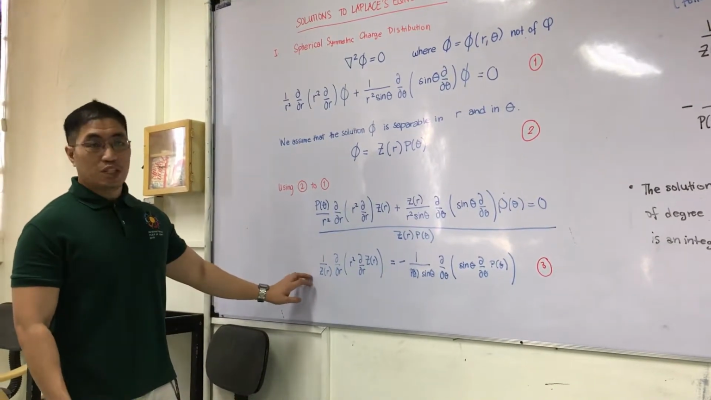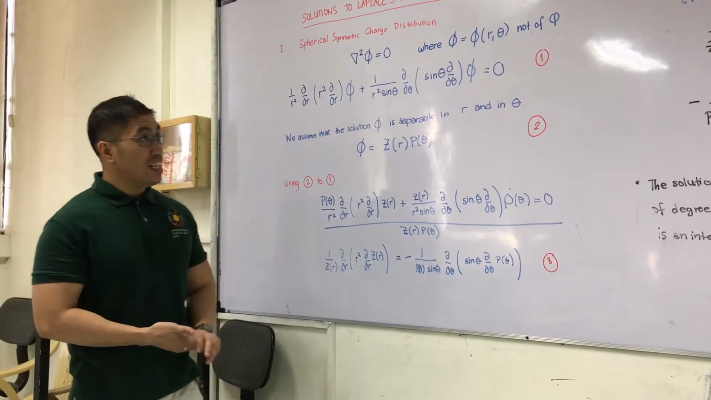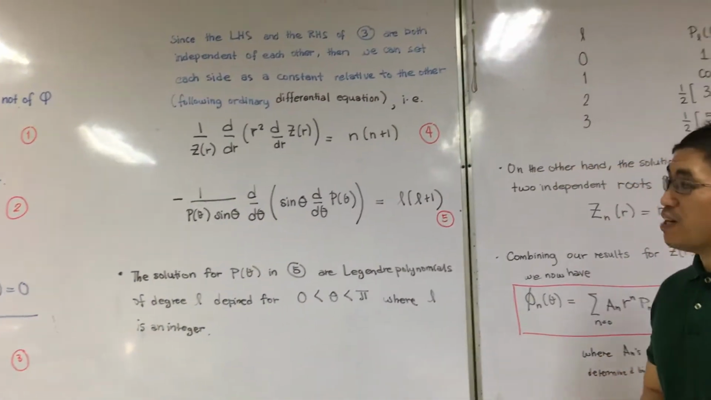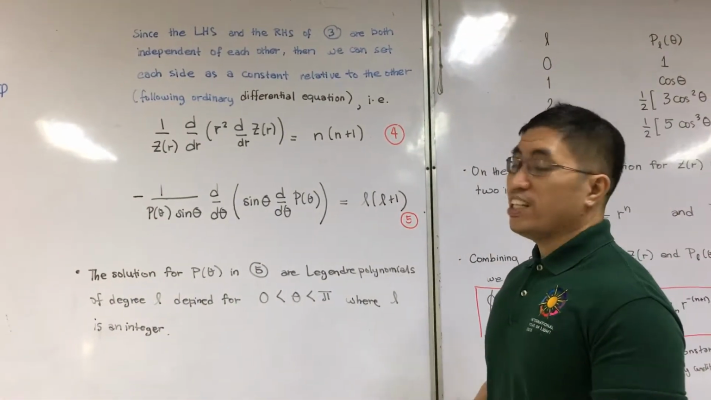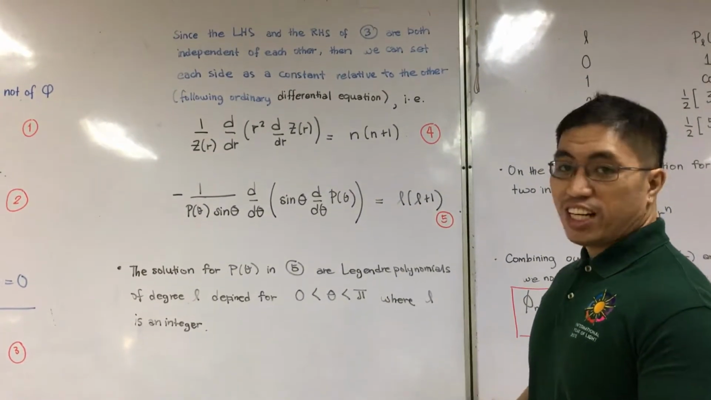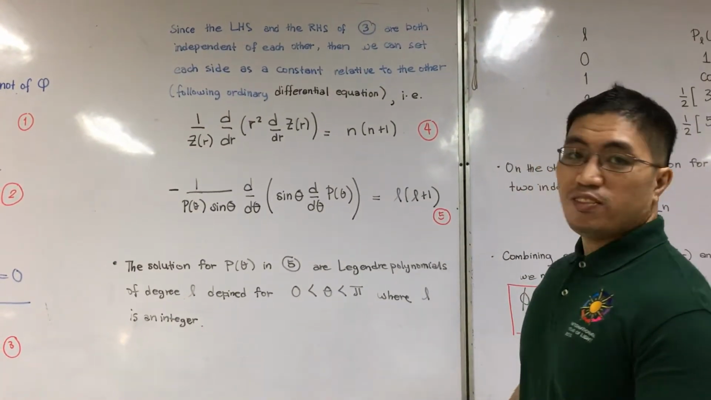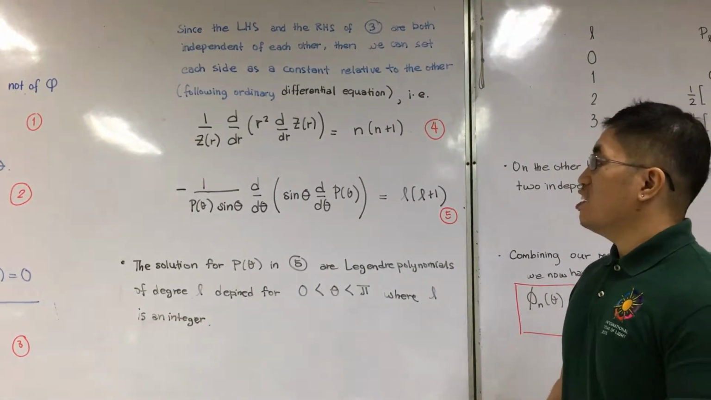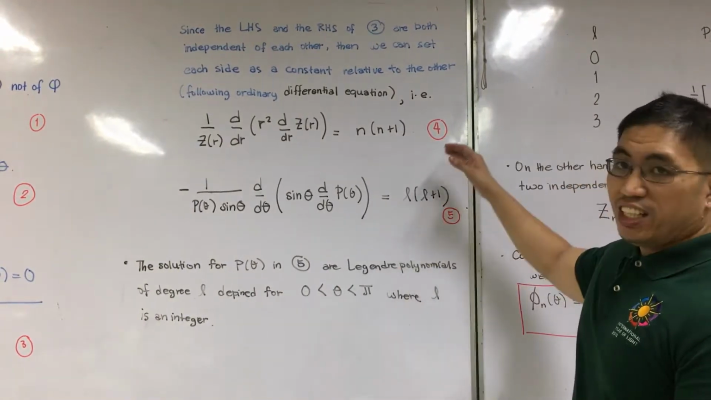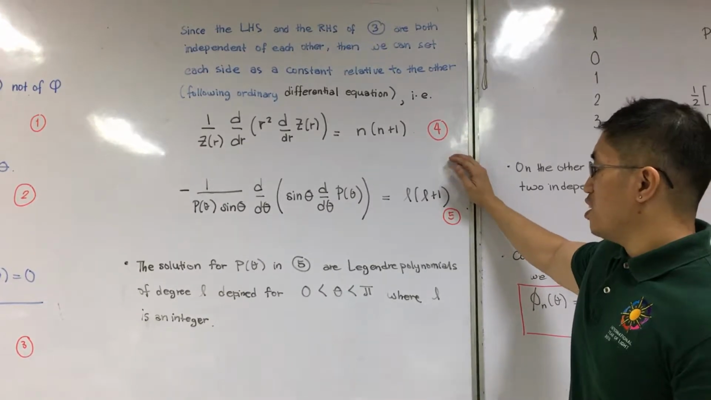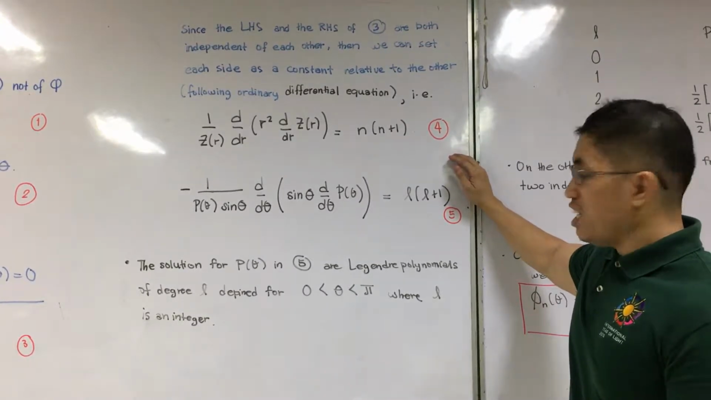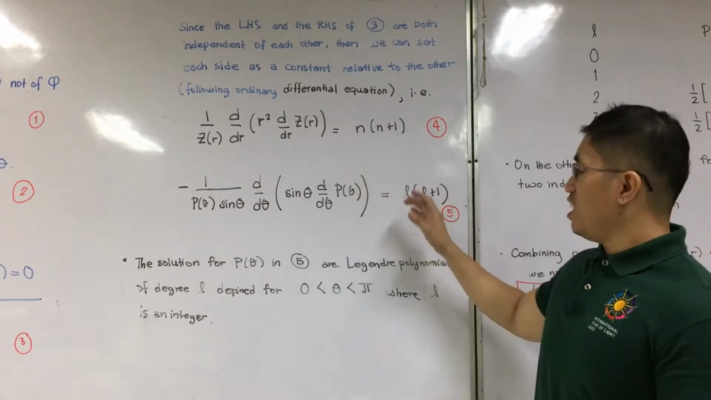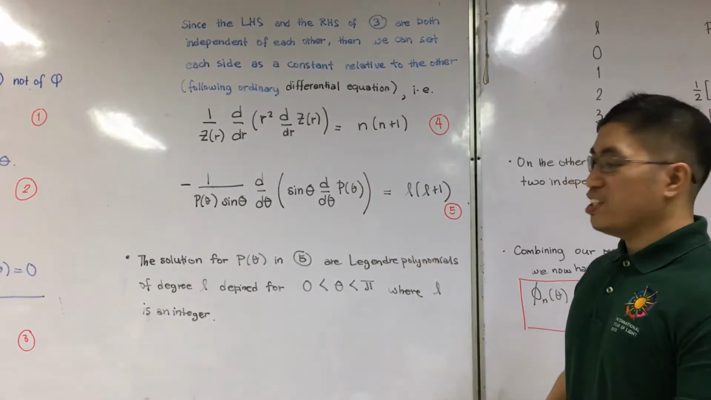Now, looking at equation 3, notice that the left-hand side and the right-hand side are independent of each other. From that, we can set each side equal to a constant, following ordinary differential equations. For the left-hand side, we can rewrite it as equation 4. For the right-hand side, we can rewrite it as equation 5. Here, n and l are both integers.